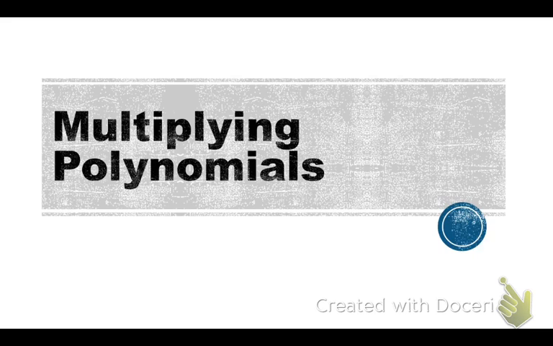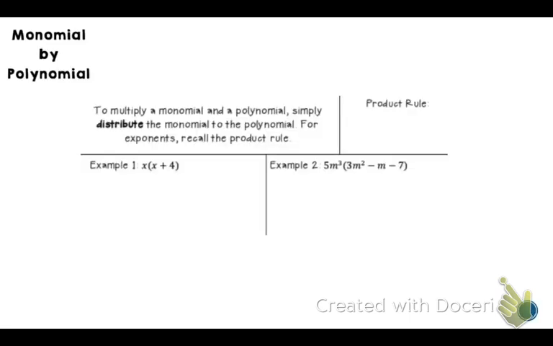Anyways, so multiplying polynomials. We got into this a little bit last time, so hopefully a lot of this is review. Now remember the product rule. If we have x to the a times x to the b, that equals x to the a plus b. Now let's look at these just distributing problems. So that's going to be x times x times 4. So that's going to be x squared plus 4x. This next one, we're going to distribute it 3 times. So that's going to be 15m to the 5th minus 5m to the 4th minus 35m cubed.